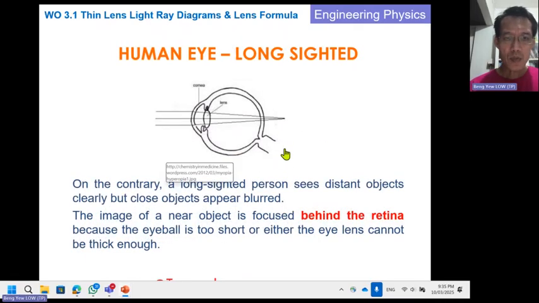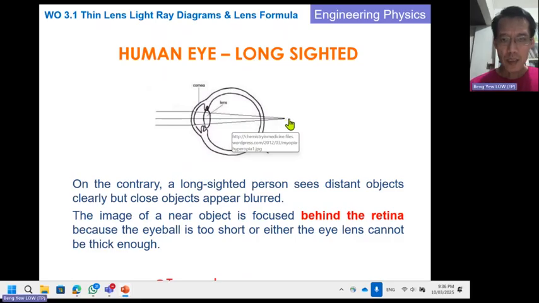The other instance is where someone has a long sight. The opposite is true, meaning that the focal length is too long. The result is that the image forms behind the retina.